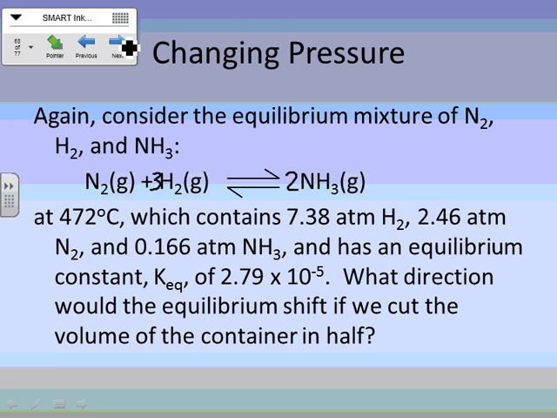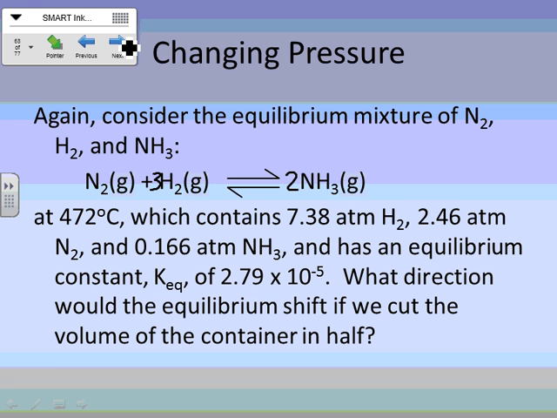That's kind of an interesting question. So let's think about what happens if we cut the volume of the container in half. What are we essentially doing to those gases? I have a big container, and then I change that to a small container. What's that going to do to the pressure of the gas inside the system? It's going to increase it, right? Remember we talked about this in the gas unit, pressure and volume are inversely related. If the volume goes up, the pressure goes down. If the volume goes down, pressure goes up. So we are increasing the pressure in this system.